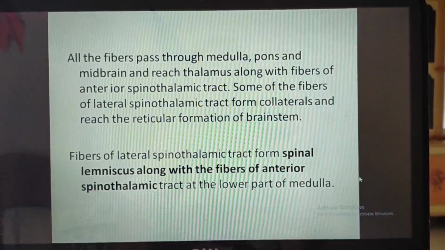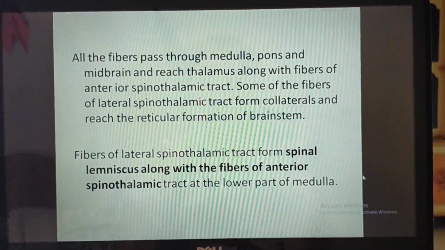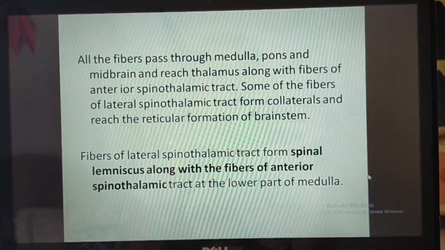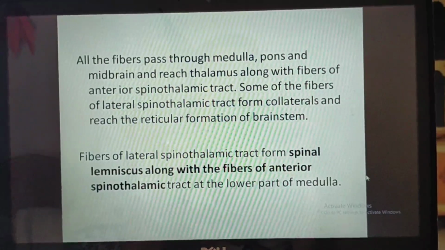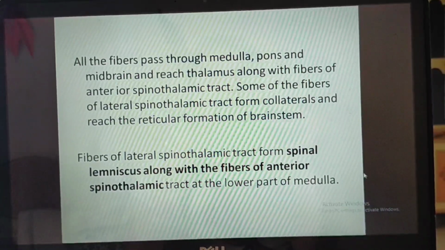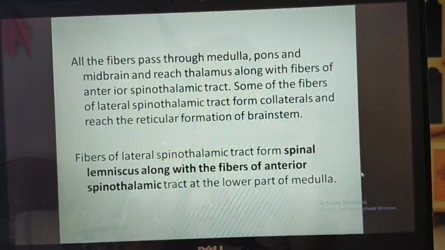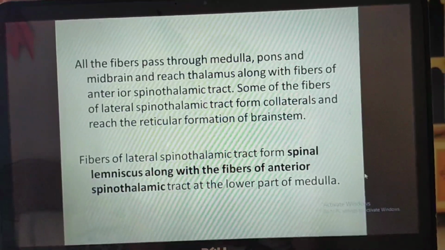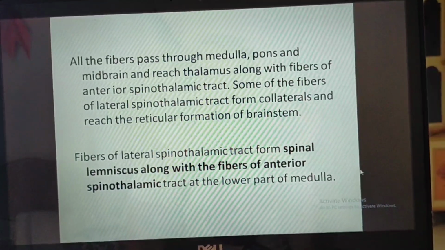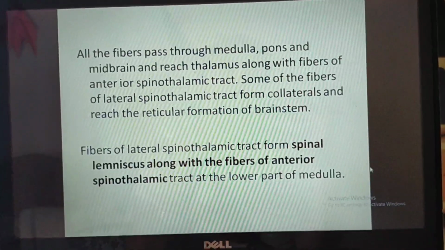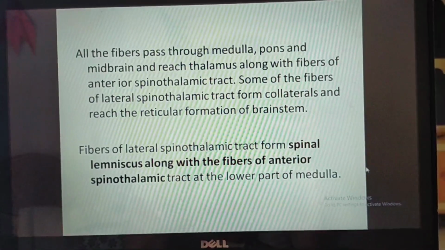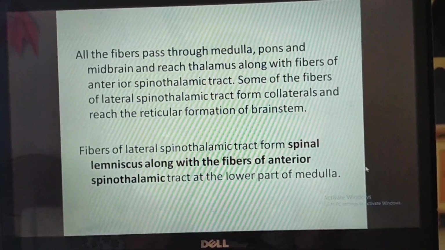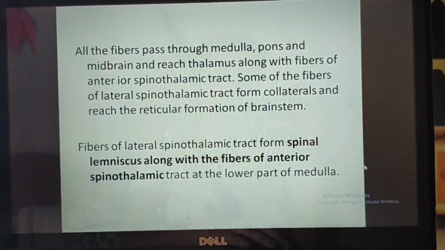All the fibers pass through medulla, pons and midbrain and reach thalamus along with fibers of anterior spinothalamic tract. Some of the fibers of lateral spinothalamic tract form collaterals and reach the reticular formation of brainstem. Fibers of lateral spinothalamic tract form spinal lemniscus along with the fibers of anterior spinothalamic tract at the lower part of the medulla.